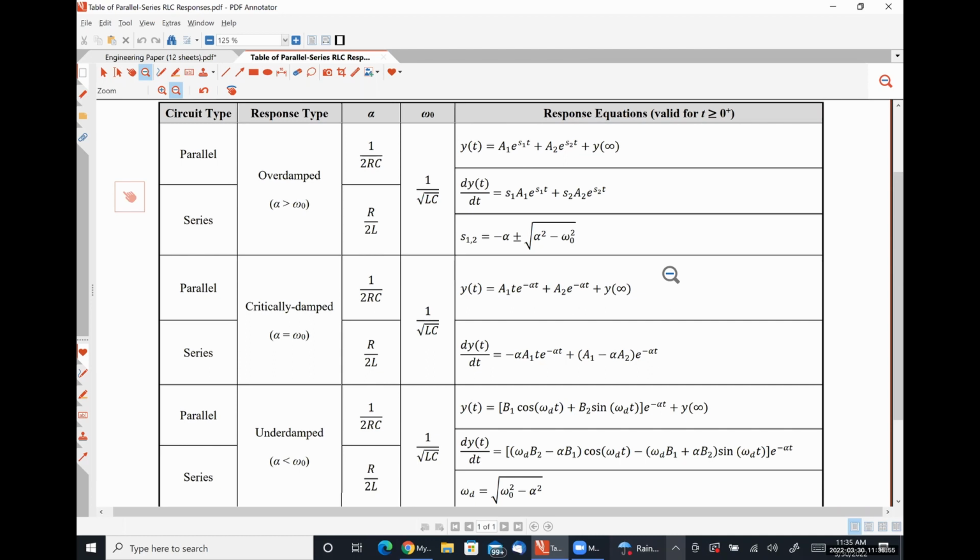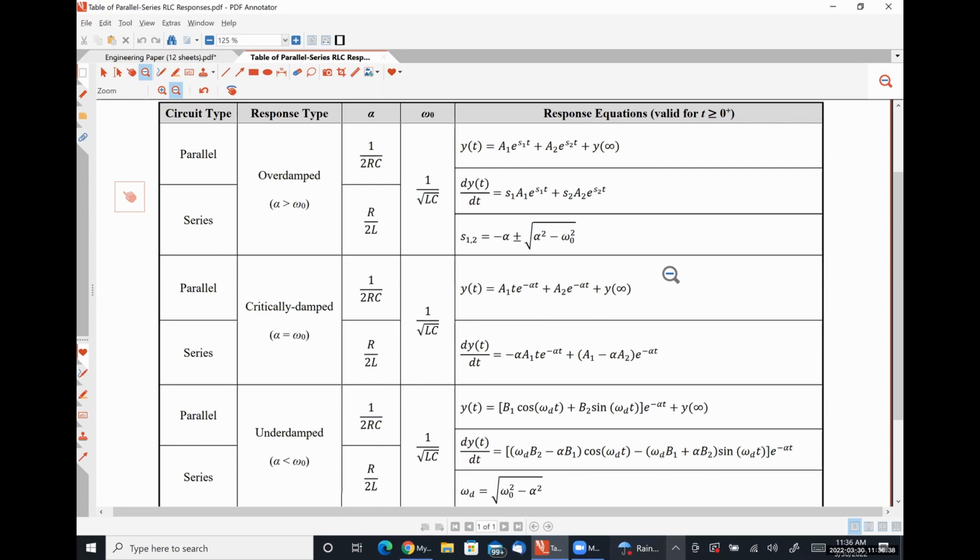The response type is overdamped when alpha is greater than omega naught, which we discussed earlier. Alpha is R over 2L, which we derived earlier for a series RLC circuit. Alpha for a parallel RLC circuit is derived to be 1 over 2RC, which I strongly doubt is actually any of you, maybe Skylar, she's a good student. She got through half of it. Thank you for humoring me, Skylar. Omega naught in both cases is 1 over root LC. I give you the response equation.